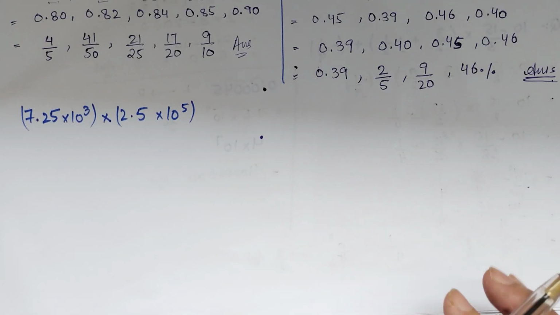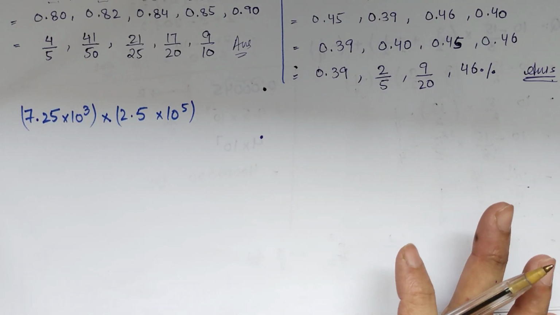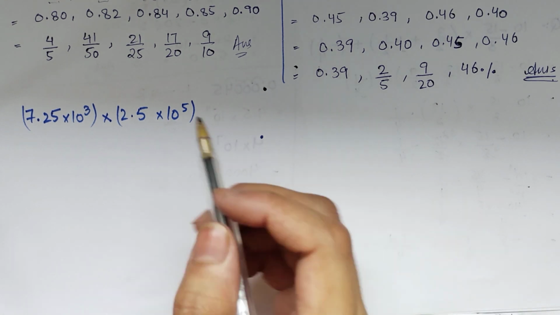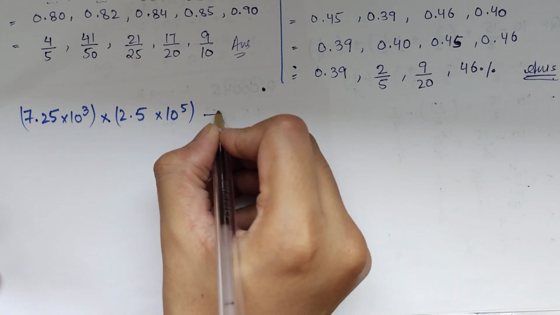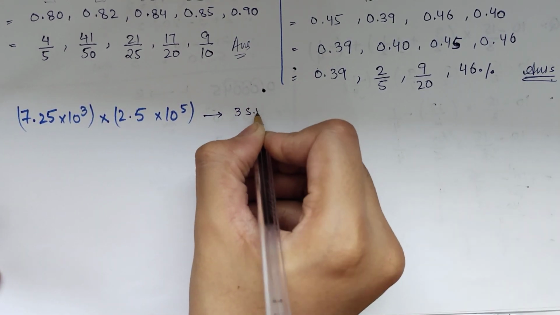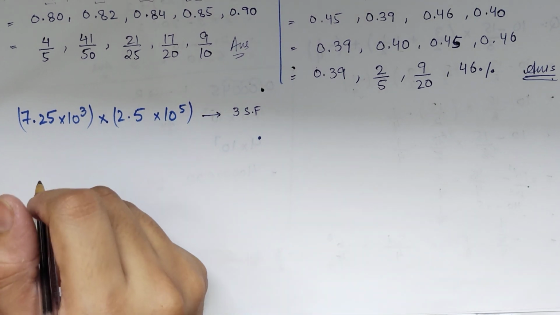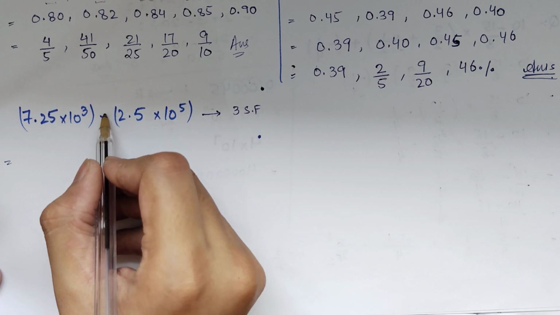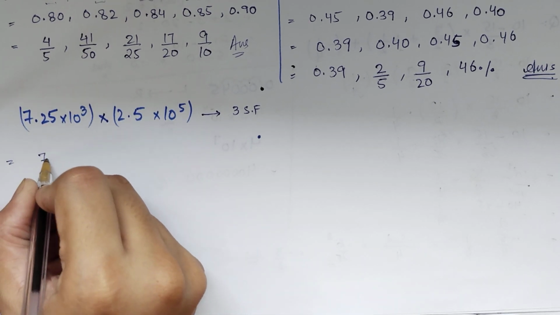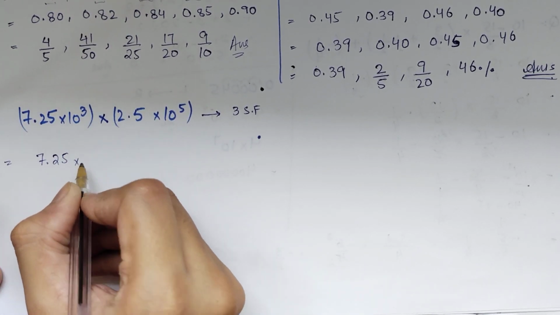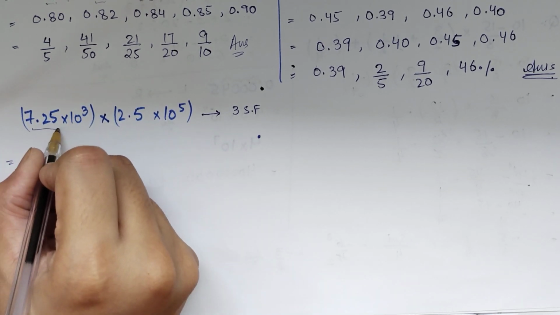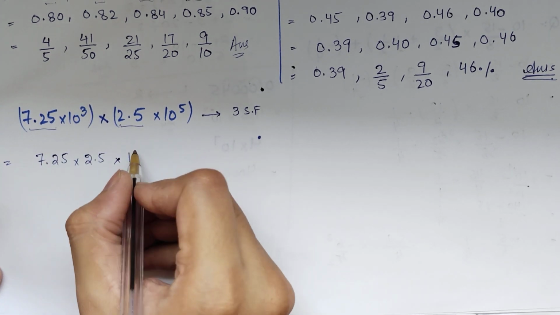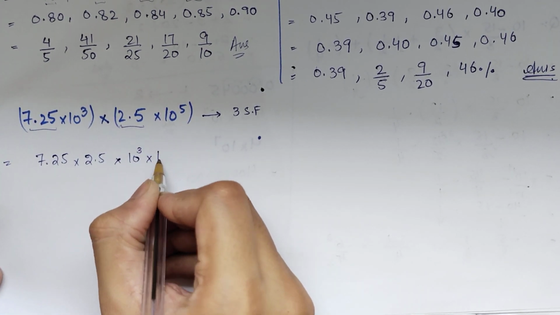Next question is this, you have to write the answer in the form of standard form, and the answer should be correct up to 3 significant figures. You have to write in the form of 3 significant figures. How we can write these two numbers? These are multiplying, so 7.25 you have to multiply by 2.5, this number by this, and both the powers I'm writing here, 10 power 3, 10 power 5.